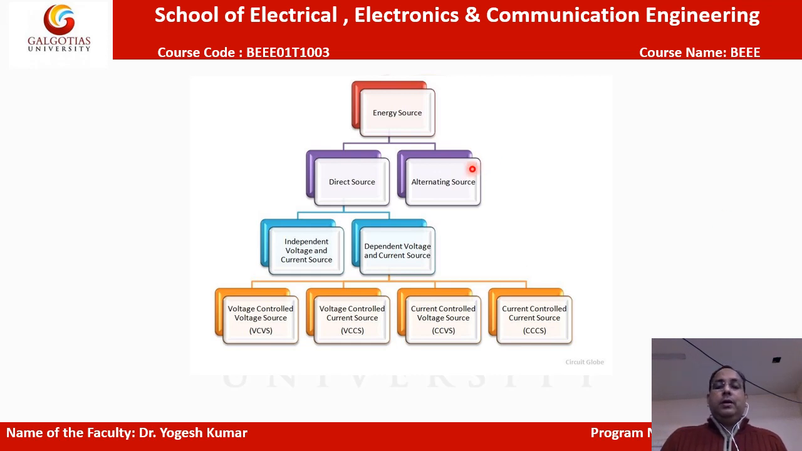Let's have a parent figure, that is the total energy source, again divided into two parts. One is the direct source, another is the alternating source. We have to consider only the direct source. Direct source is nothing but the independent voltage source and the independent current source. Again we have to consider the dependent voltage and current sources. It is divided into four parts: the voltage controlled voltage source, the voltage controlled current source, the third one is the current controlled voltage source, and the current controlled current source.